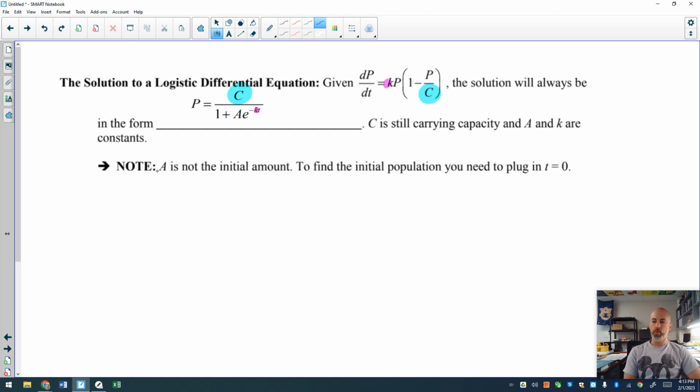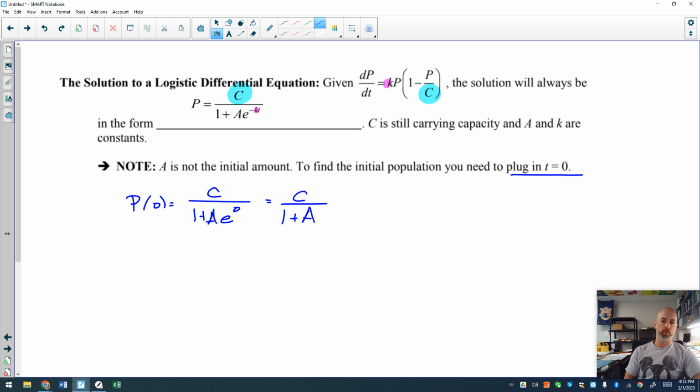So to get A, if you want the initial population, you actually need to plug in 0 for T. So if I do want my initial population, you'll plug in 0 for T. And in the generic solution, that ends up giving C divided by 1 plus A e to the K times 0, and e to the 0 is 1. So it turns out your initial population would be found by figuring out what C divided by 1 plus A is.